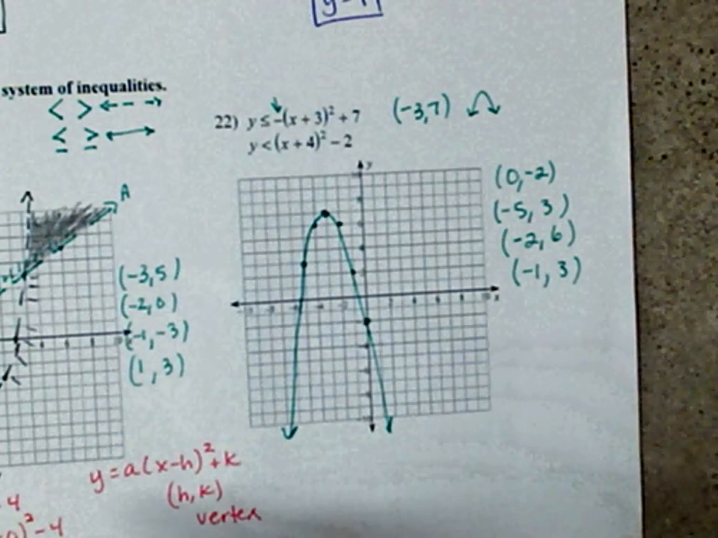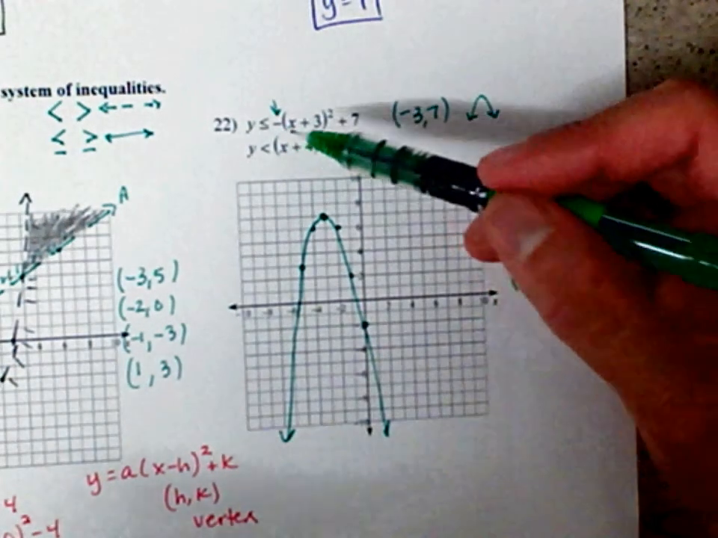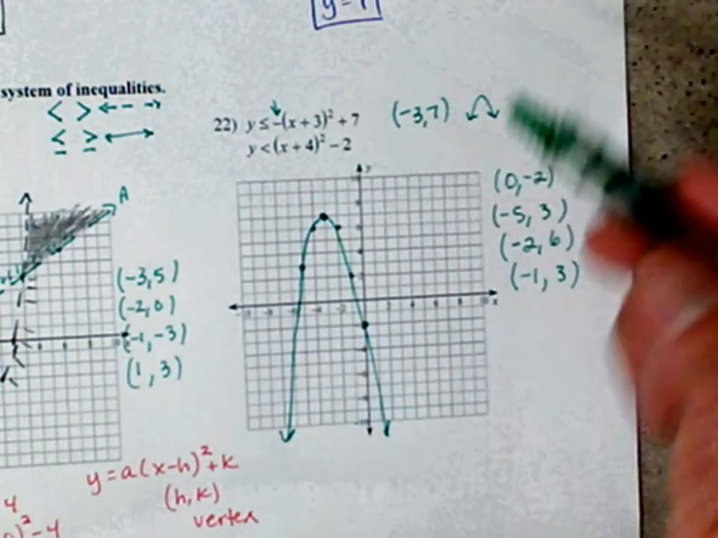Now, which way do you think this graph's going to go? y is less than or equal to, okay? y is less than or equal to.